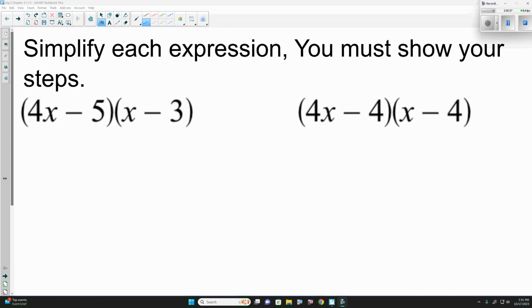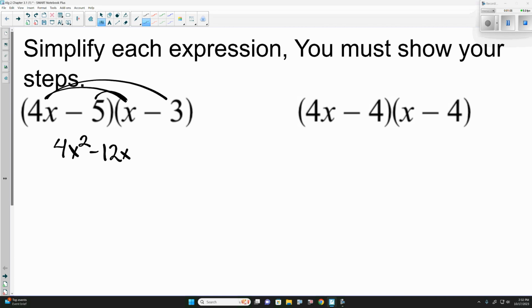And we're going to do one example of distributing, which is kind of the opposite of factoring. We're going in the other direction. So if we distribute these here, we multiply through. Well, we'd first do 4x times x, which is 4x squared. Then we would do 4x times negative 3 next, which would be negative 12x.